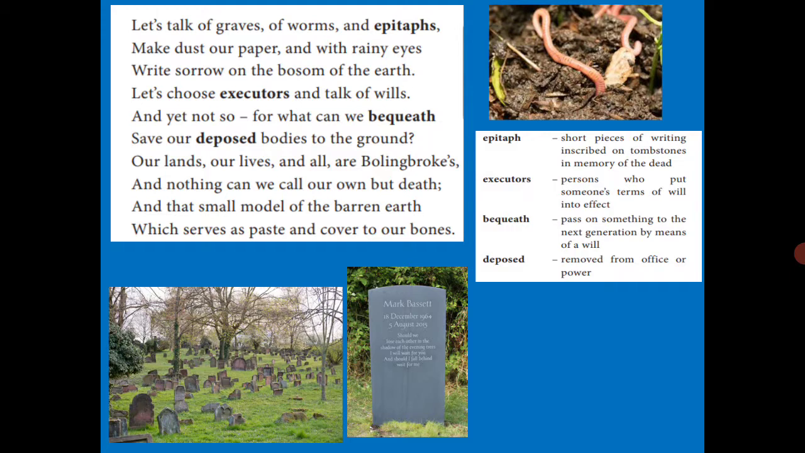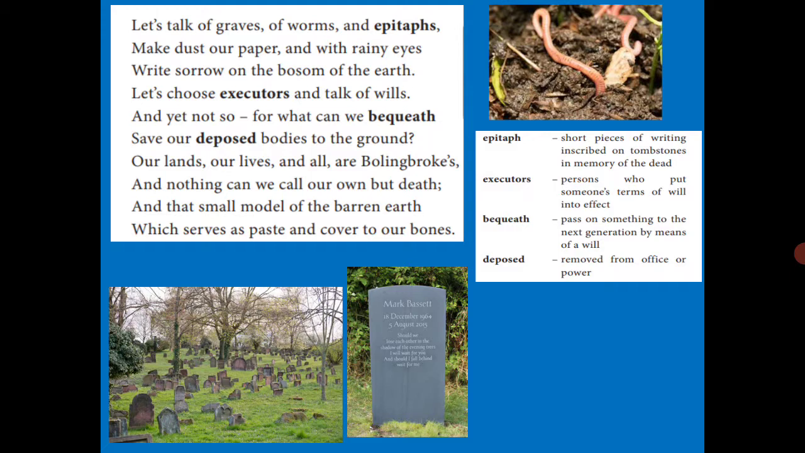I do not have anything, because in the next line he says, "Our lands, our lives, and all are Bolingbroke's," because everything has been taken by his own cousin. After King Richard was dethroned, everything belongs to his cousin, Henry of Bolingbroke. "And nothing can we call our own but death." According to that situation, he couldn't call anything his own. His kingdom, everything, his belongings, his possessions, everything has been taken over by Henry of Bolingbroke, but only death.